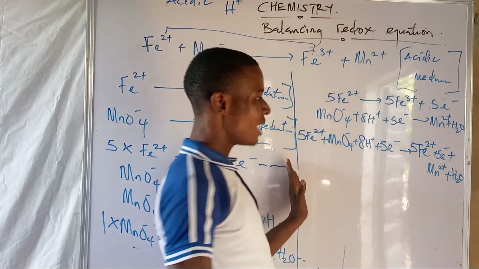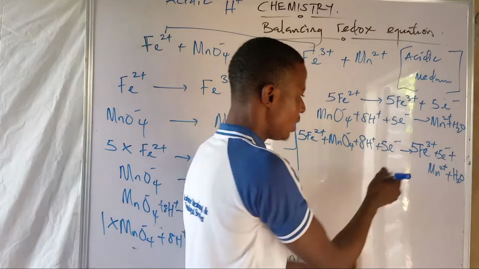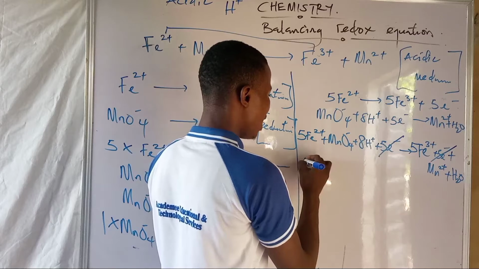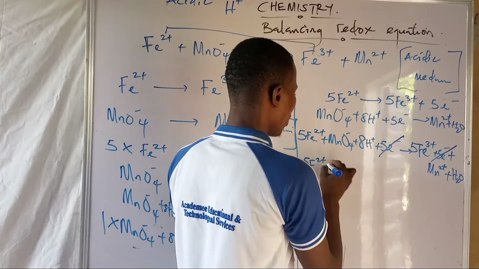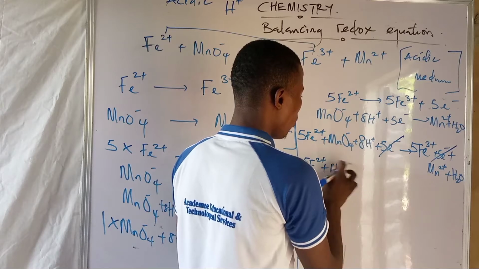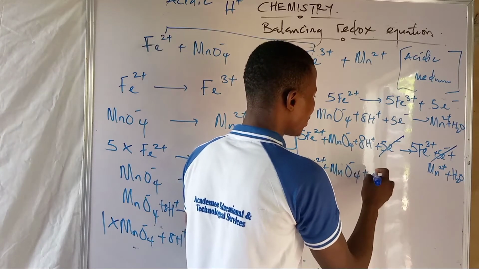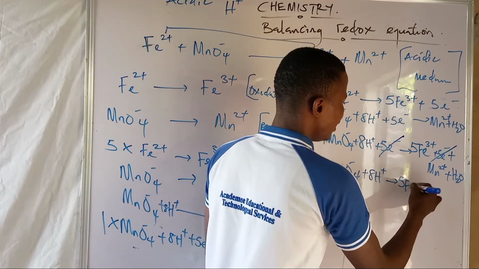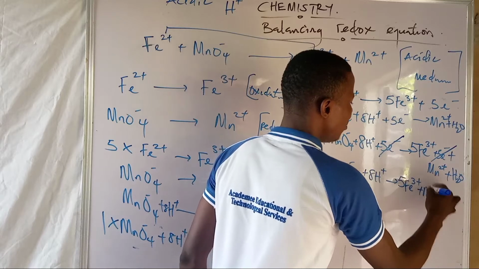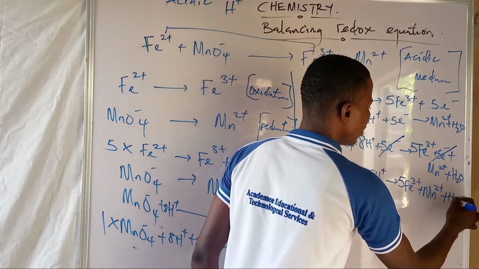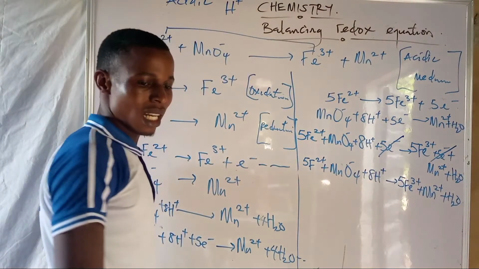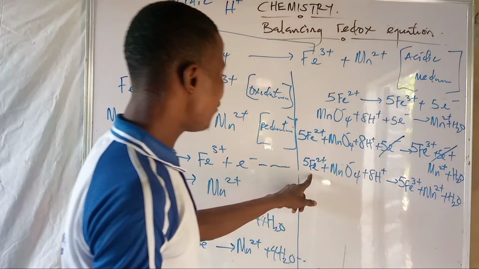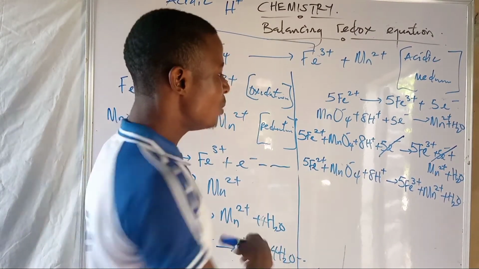What can you see at the reactant side, and you can also see at the product side? This electron. Cancel this electron and let us write out the rest. 5Fe²⁺ + MnO4⁻ + 8H⁺ going to 5Fe³⁺ + Mn²⁺ + 4H2O. This is the balance. Let's check if it is balanced or not.